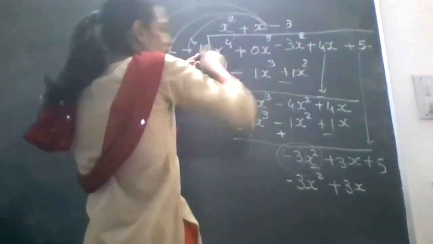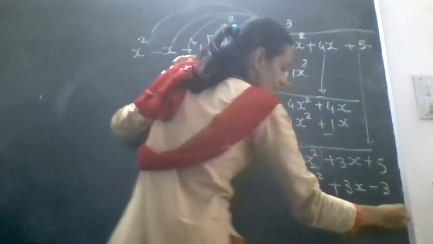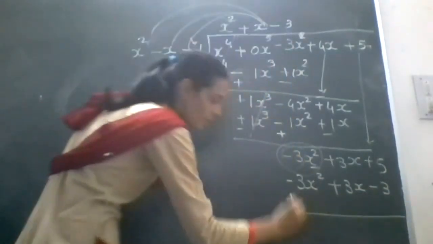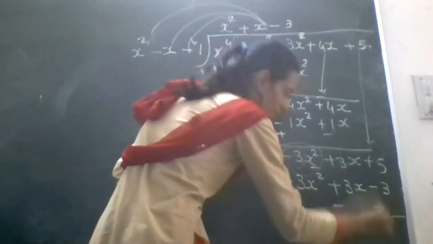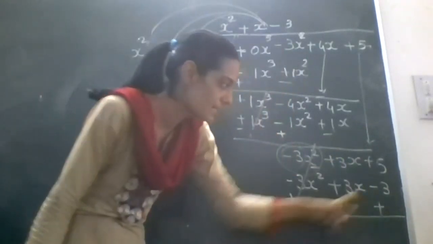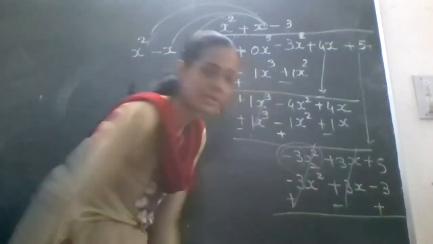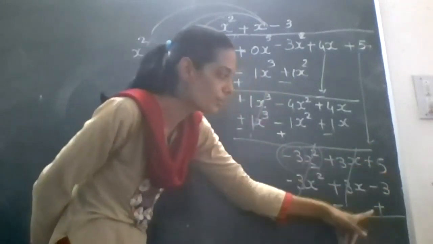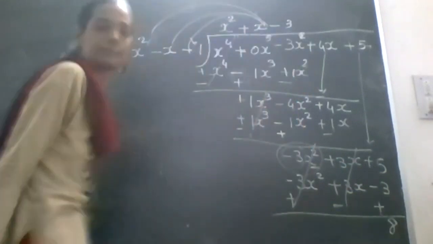Minus minus plus in multiplication. Now minus 3 into 1, minus 3 only. Now change the sign. Here plus, here minus, and here plus. This cancels out. Plus 3x minus 3x also cancels out. Now plus 5 and plus 3 will be what? Plus 8 only.